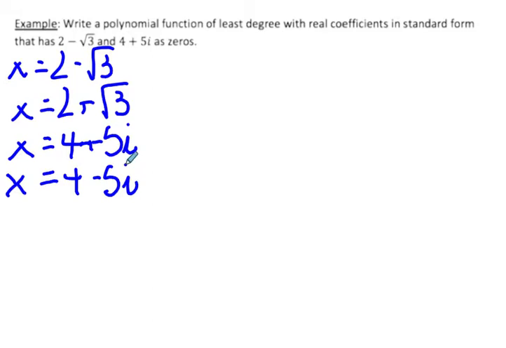So we again need to think backwards from these to figure out what are the parentheses that they came out of, knowing that those parentheses would have originally been something set equal to 0. So I'm going to go ahead and write these into their parentheses down here. I'm going to call this polynomial g of x. So 2 minus radical 3 would have come from x minus 2 plus radical 3.